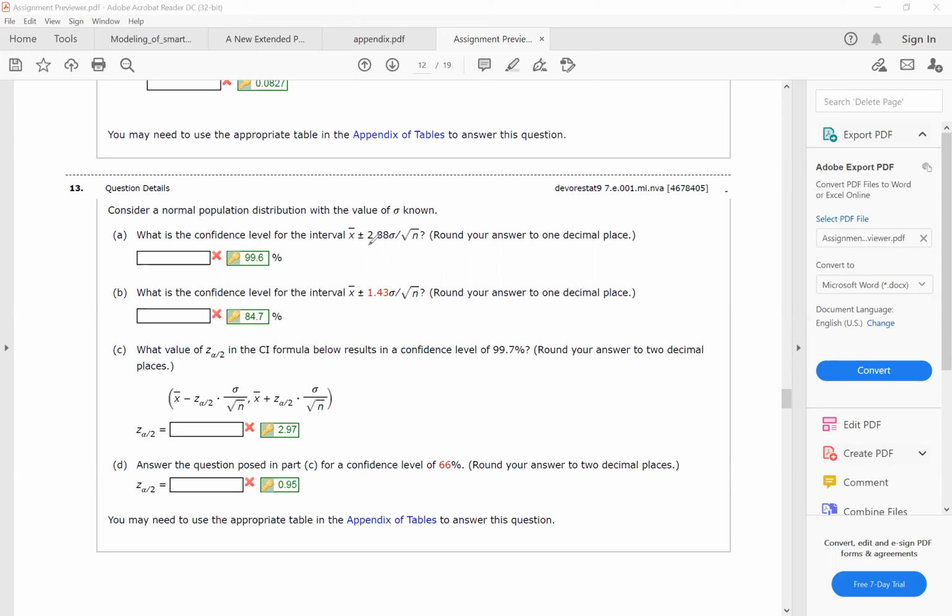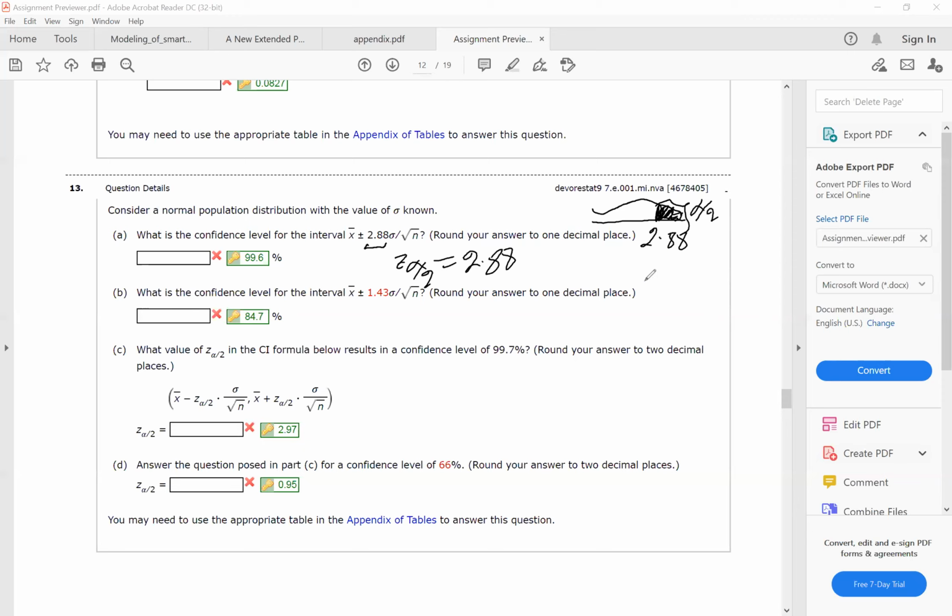So this value, 2.88, is Z alpha. Actually it is Z alpha over 2, not Z alpha, because this is a confidence interval. So now we have to calculate alpha over 2. This value is 2.88; find this area, and this area will be alpha over 2. Then you have to calculate alpha from here.